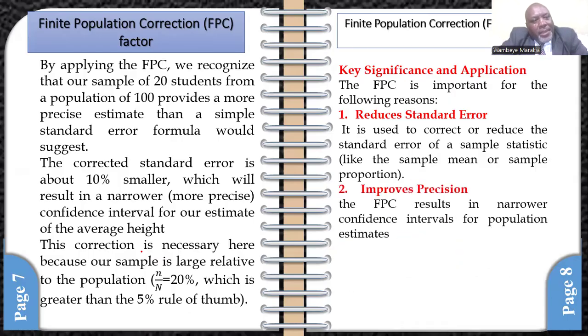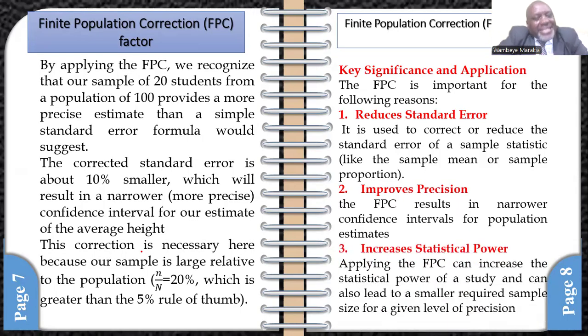Second, the FPC improves precision. The FPC results in a narrower confidence interval for the population estimates. Number 3, it increases the statistical power. By applying the FPC, one can increase the statistical power of a study and can also lead to a smaller required sample size for a given level of precision.